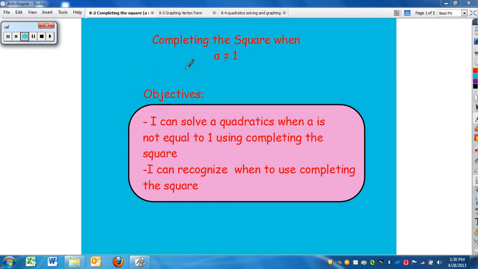So in this video, we're going to learn how to solve by completing a square. We already did a video when a equals 1. Now we're doing when a does not equal 1. So your objective is that you can solve a quadratic when a is not equal to 1 using completing the square, and then you can recognize the situations when you could use completing the square.